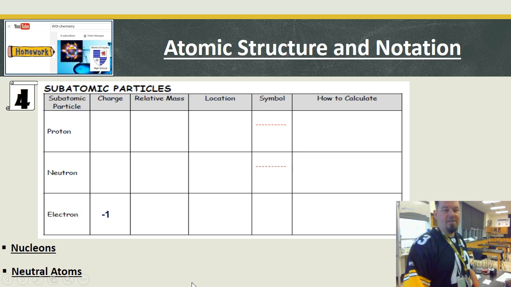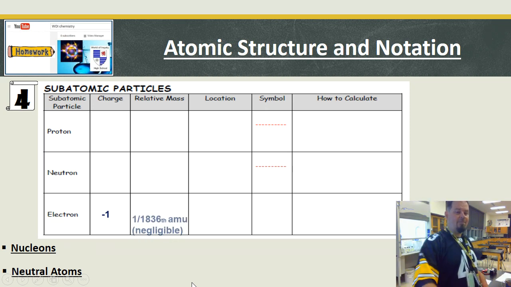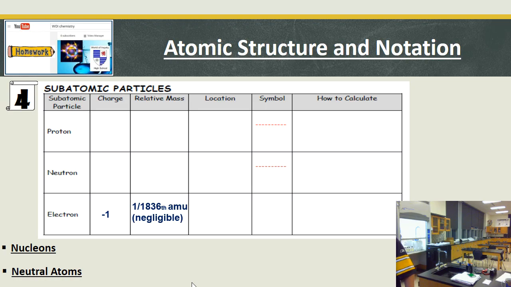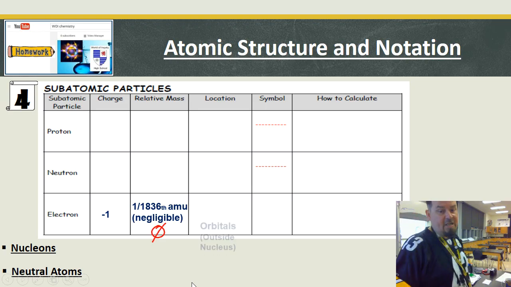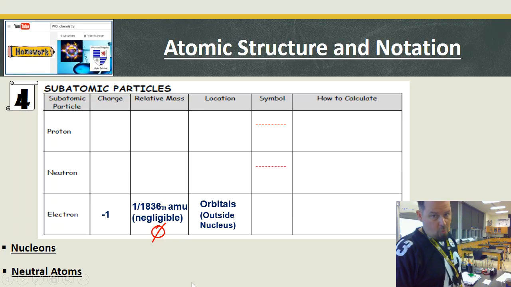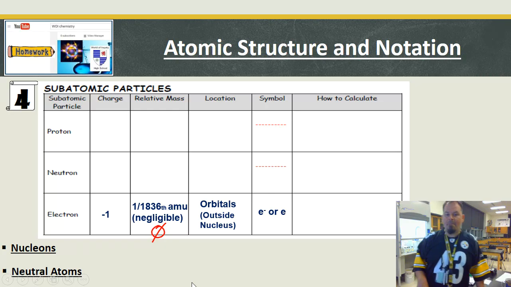Okay, electrons have a charge of -1. That's where our life gets difficult, I promise. And you can write 0 here. It has a relative negligible mass, so that is really 0. It has no mass. Okay, it is located in the orbitals, or you could say outside the nucleus, but the correct word is orbitals. They have an E with a minus symbol.